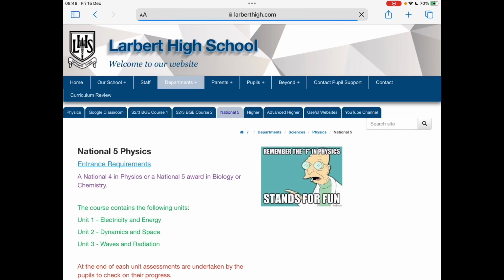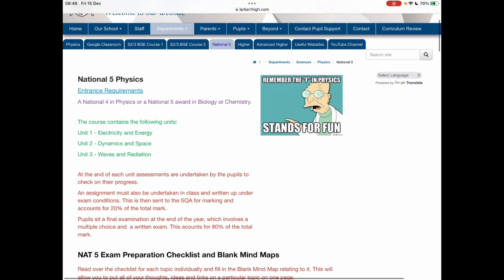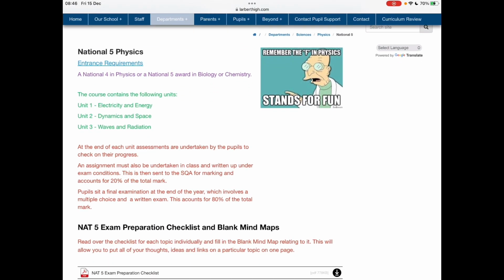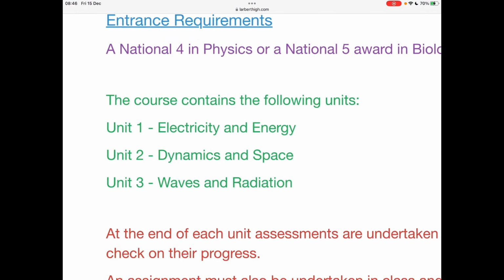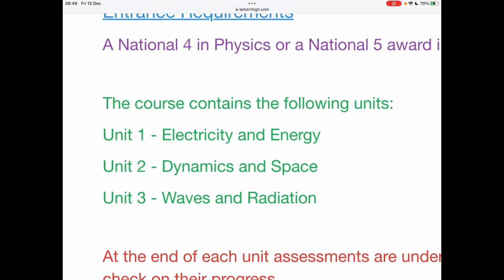So I click on the National 5 tab. It will explain a little bit at the top what National 5 Physics actually is, the 3 units contained in it, which is electricity and energy, dynamics in space, and waves and radiation. That's this wee green bit here.